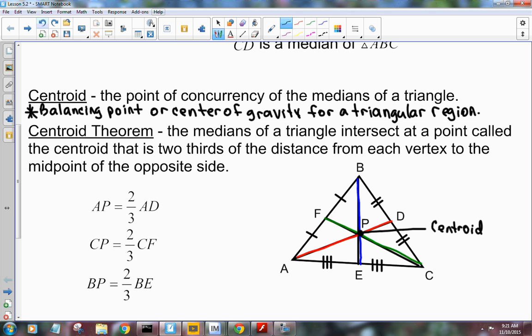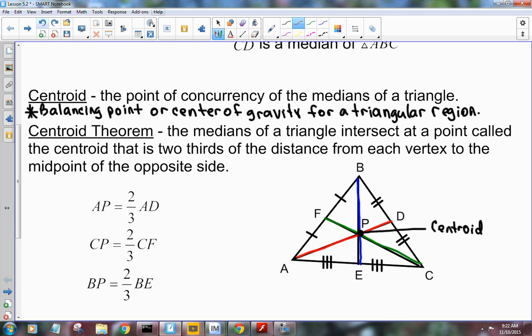Okay. If you had a triangular mobile and you wanted it to lay perfectly flat, you would have to attach the string from the ceiling or whatever to the mobile at the center. If you had a triangular table and you wanted it to lay flat and not tip, you would have to put the pole that holds it up in its centroid. And if you did, it would make it lay flat because it's the balancing point, the center of gravity for that region. Okay? So that's what this little thing is right here. Now, the centroid has kind of a weird relationship.